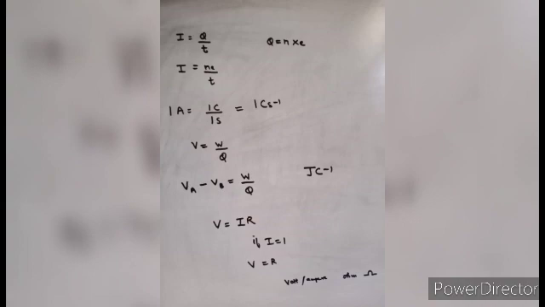Now we are going to talk about the concept of resistance. So what is resistance? Resistance is the obstruction offered in the path of flow of current by a conductor is known as resistance.